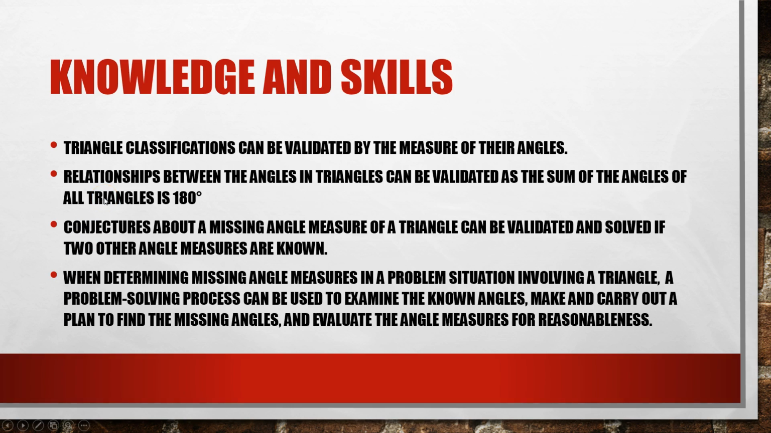Conjectures about a missing angle measure of a triangle can be validated and solved if two other angle measures are known. When determining missing angle measures in a problem situation involving a triangle, a problem-solving process can be used to examine the known angles, make and carry out a plan to find the missing angles, and evaluate the angle measures for reasonableness.